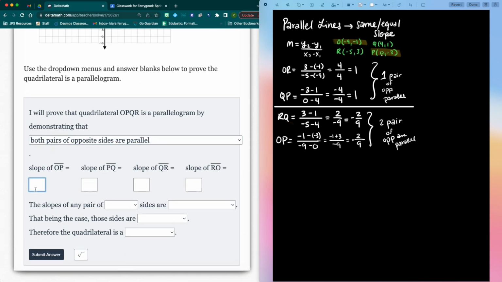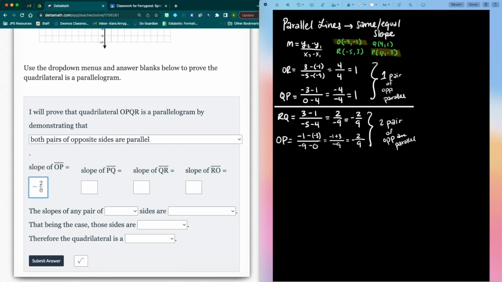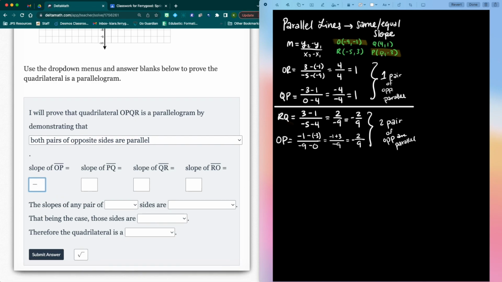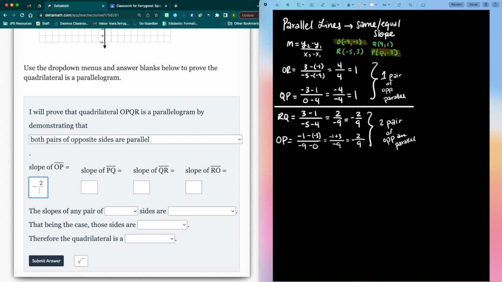All right, now they want you to demonstrate what is the slope. So the slope of OP, I'm going to come back to my notes. I have negative 2 over 9. All right, and then I have a slope of PQ. My slope of PQ is going to be 1. My slope of QR is going to be negative 2 over 9. And then my slope of RO is going to be 1. And so again, negative 2/9 for OP, 1 for PQ, negative 2/9 for QR, and 1 for RO.